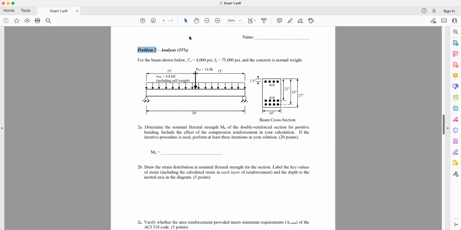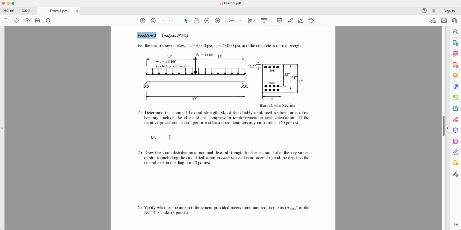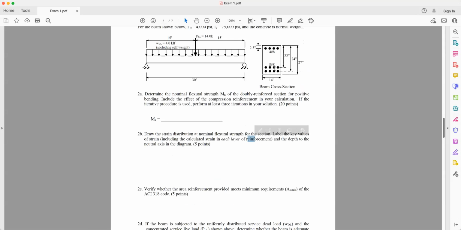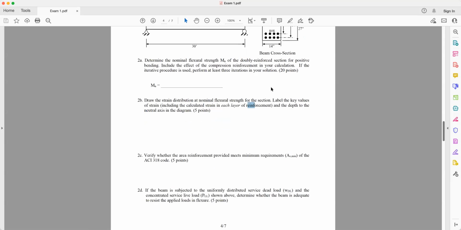Okay, so now with this doubly reinforced section analysis problem, what is my Mn? How to compute Mn, you should know it. Draw the strain distribution. In the strain distribution, label the key values. What are the key values? Epsilon Cu, epsilon S, epsilon T, and c, the actual compressive zone size, and depth of neutral axis that is c, right? And then the depths of reinforcement of the section, right? What is the depth? Label it here.